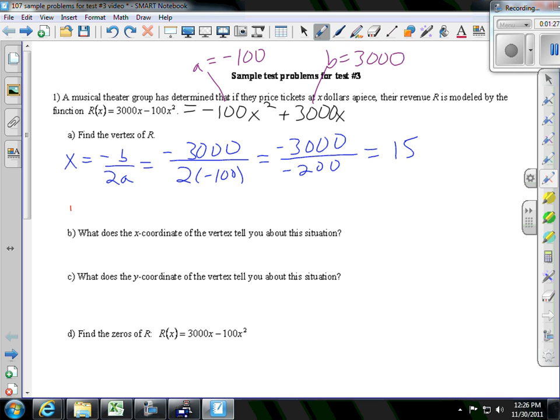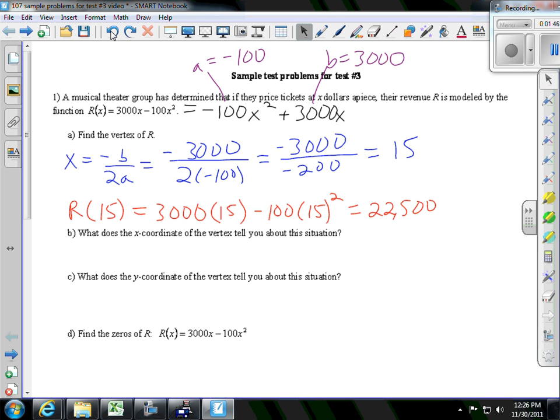So let's find R of 15. So it's 3000 times 15 minus 100 times 15 squared. And if we do that, you can check it on a calculator. I think it's this. And so that's the y-coordinate of the vertex. And so the vertex, putting it together, is 15, 22,500.